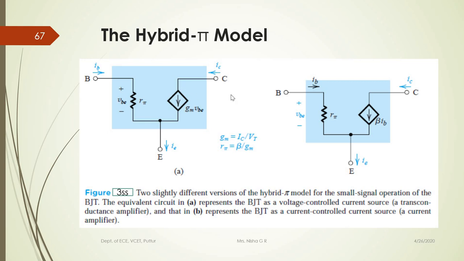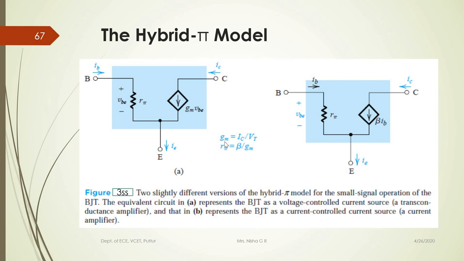Okay, so in this hybrid pi model, what we are going to concentrate upon, first, is the transconductance, that is gm. We know gm is nothing but the slope of the curve of IC versus VBE. So the slope of the curve is known as the transconductance, and also we know it is the ratio of collector current to the thermal voltage, IC by VT.